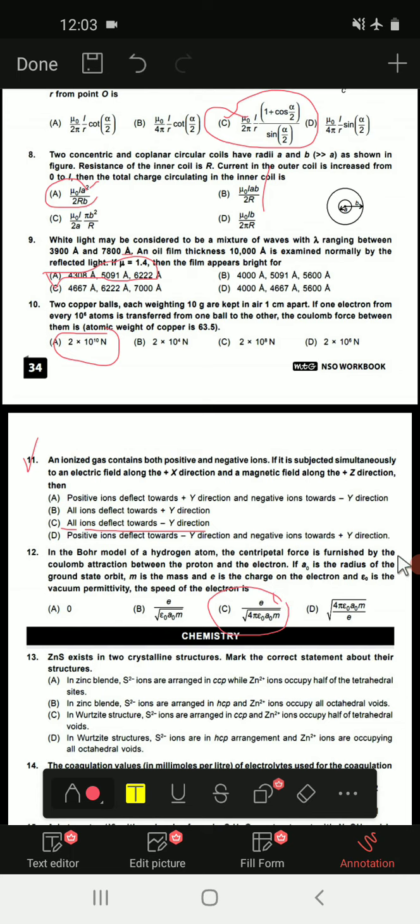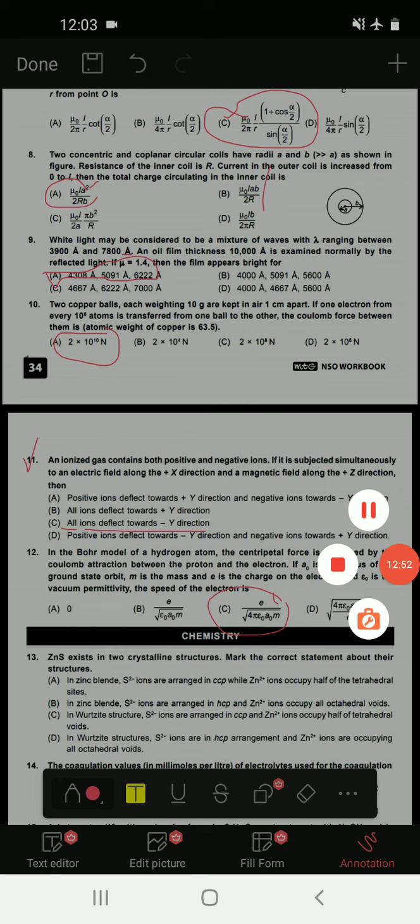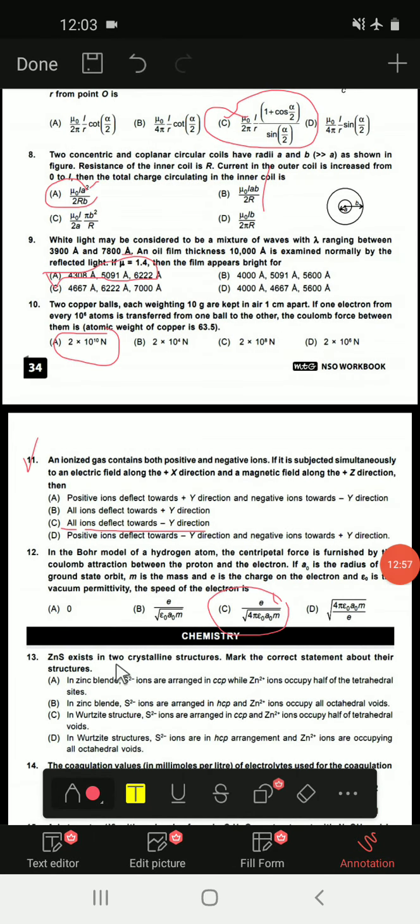After that, we have the chemistry portion. Under the chemistry portion, we have question number 13. In question number 13, ZnS exists in two crystalline structures. Mark the correct statement about their structure.